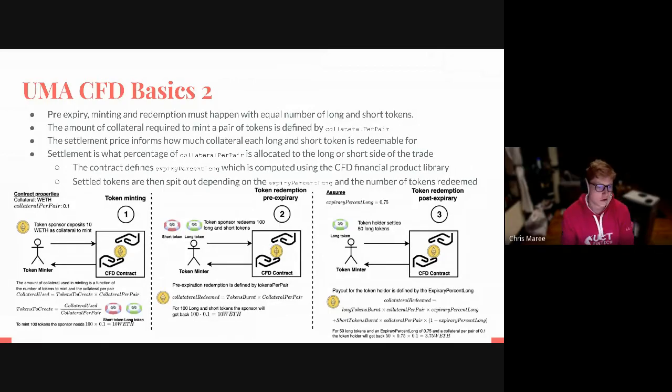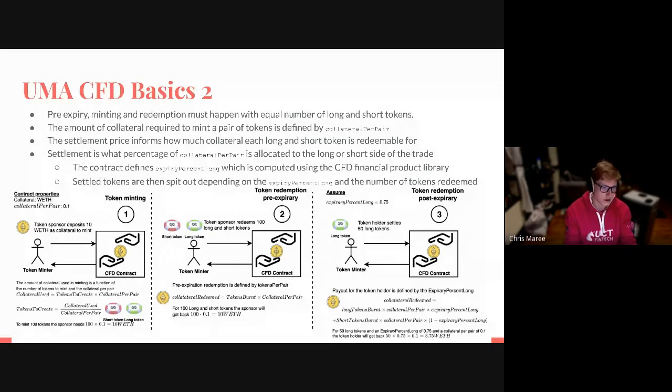You don't actually need to relate the collateral per pair to the bounds in the linear case. You could have any combination. You could have 0.1 collateral per pair, and each token will just be worth a very small amount, or it could be 1,000 collateral per pair. In the numbers you said, let's say the Apple stock is trading at $20, the lower bound is $10 and the upper bound is $30. If at settlement the price is $20, so it's right in the middle of the range, then the expiry percentage long will be 0.5, right?